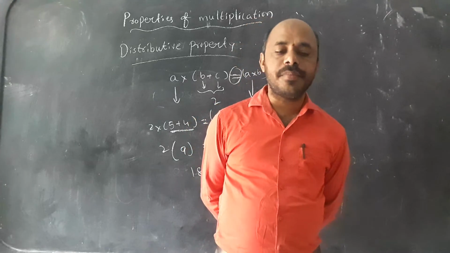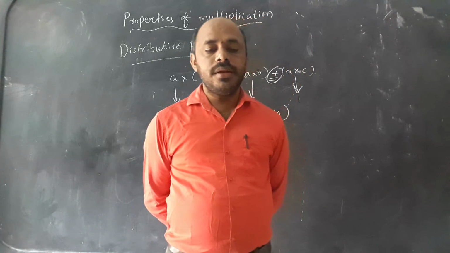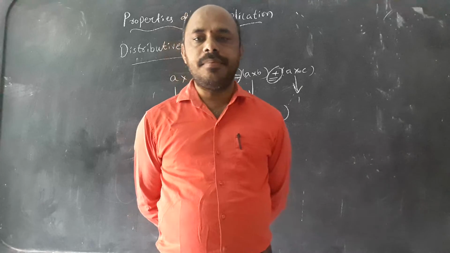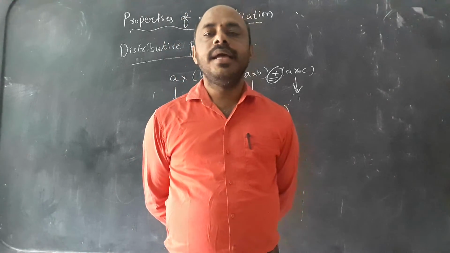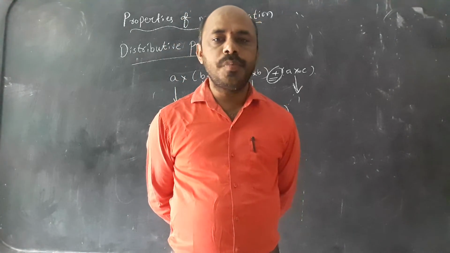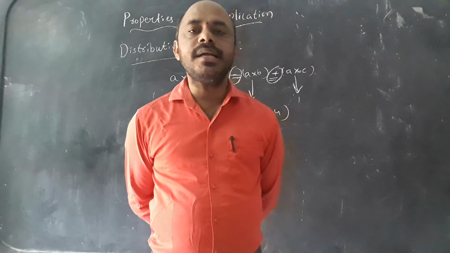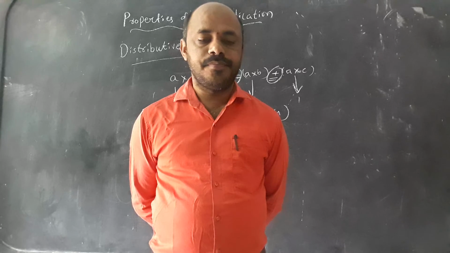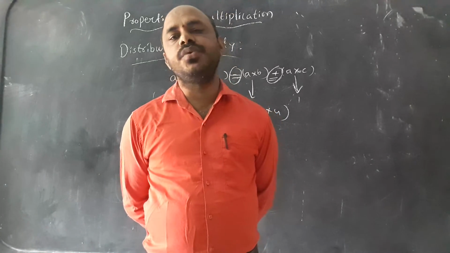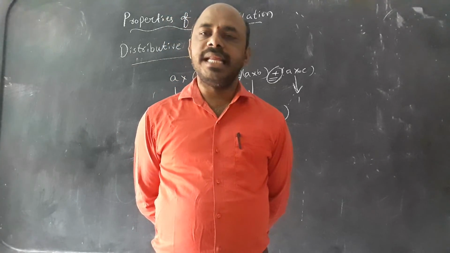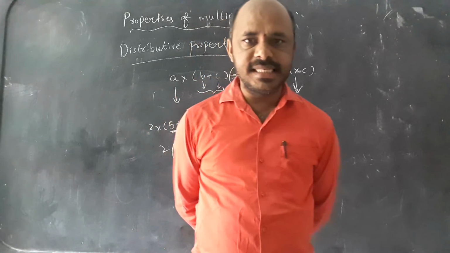Okay, one more time I am explaining, children, the properties of multiplication. First is the order property. When two numbers are multiplied in any order, the product remains the same. Means 2 into 3 is equal to 6, and 3 into 2 is also equal to 6. This is the first property.